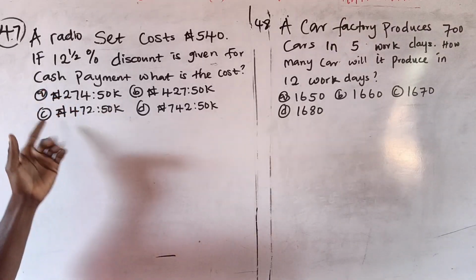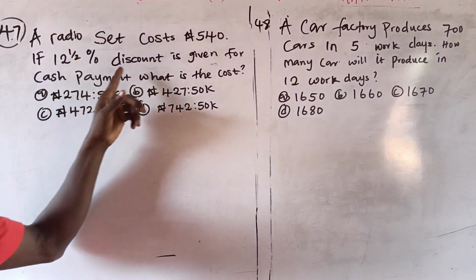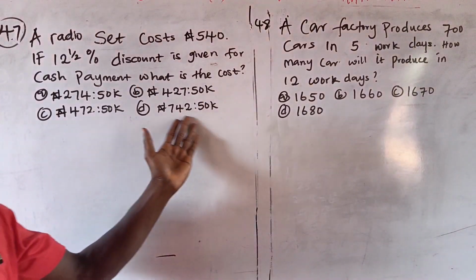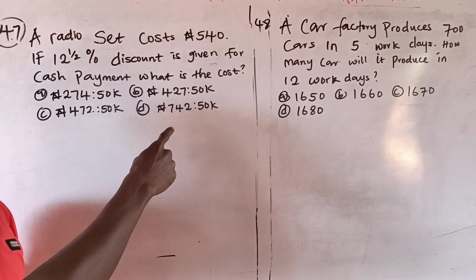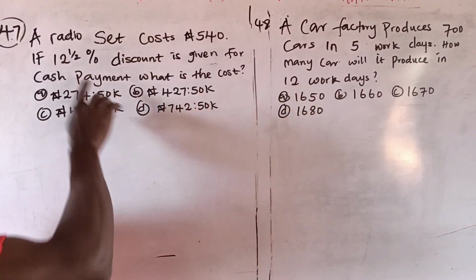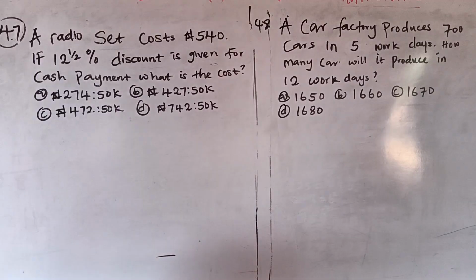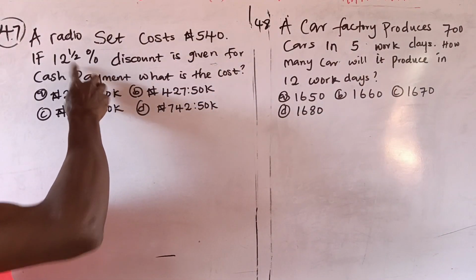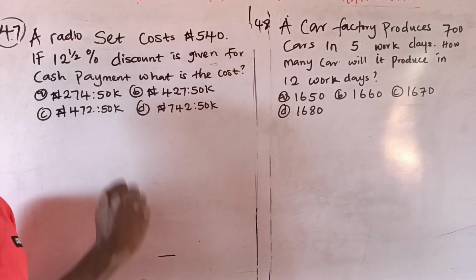Check question 47. A radio set costs 540 naira. If 12.5% discount is given for cash payment, what is the cost? Here are the options given. So what they want us to do here is to get the cost of buying a radio set. The price is 540, but they give us a discount of 12.5%. To get it, we are going to multiply this one by the discount so that we can know the discount in naira and subtract it from this so we can know the cost.